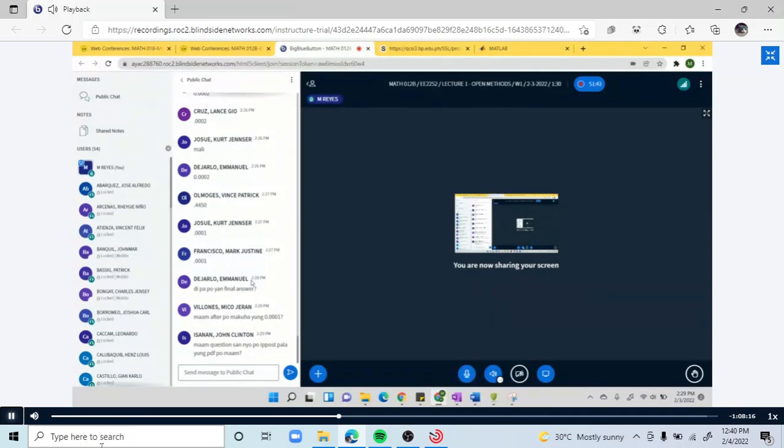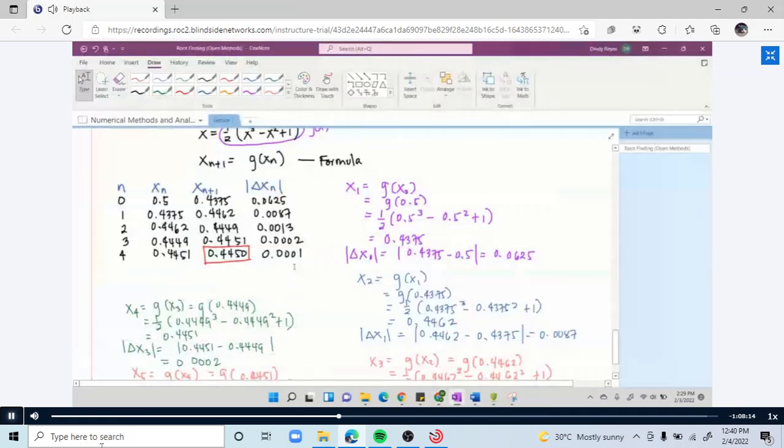Ma'am, after po makuha yung 0.0001, tapos na. Yan yung sagot mo. Ito na i-checkan ko sa dulo. Okay?